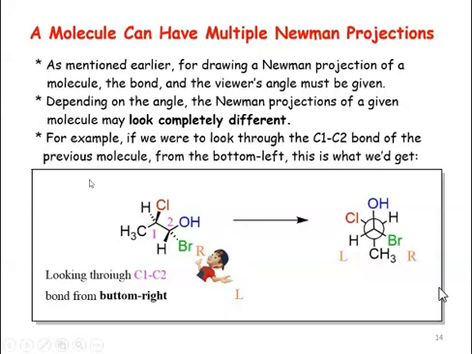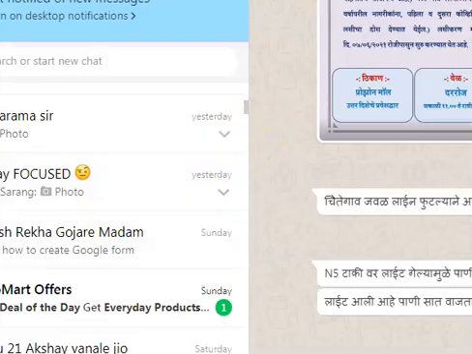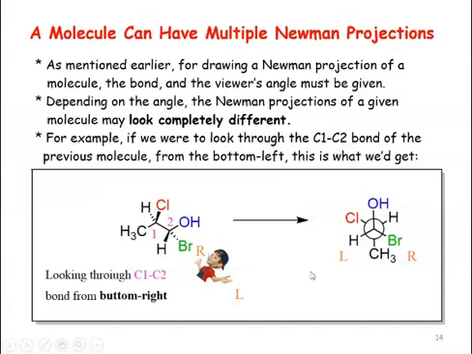If the boy looks at the molecule from this side, the molecule will look different. And if the boy looks at the structure from this side, again the molecule will look different. For example, if we want to look through the C1, C2 bond of the previous molecule from the bottom left, that is what we will get here. Let us see how the Newman projection of this structure will look if the boy is observing the molecule from this side.